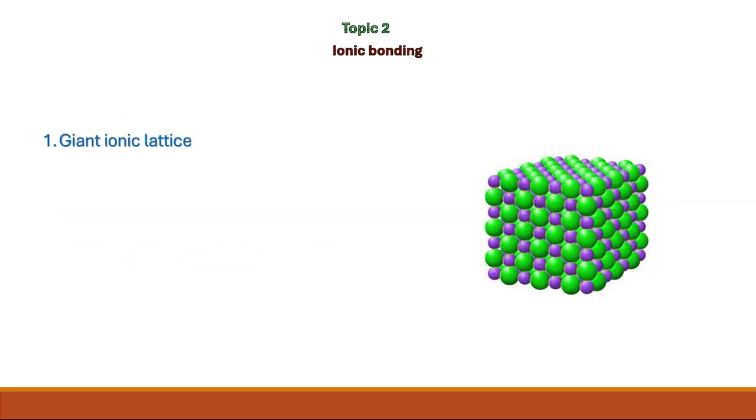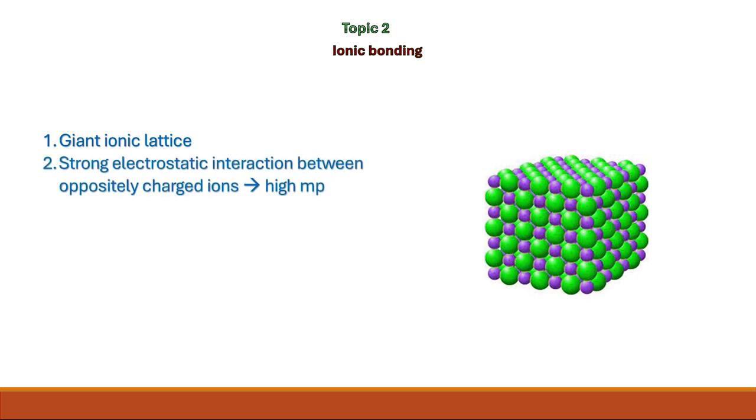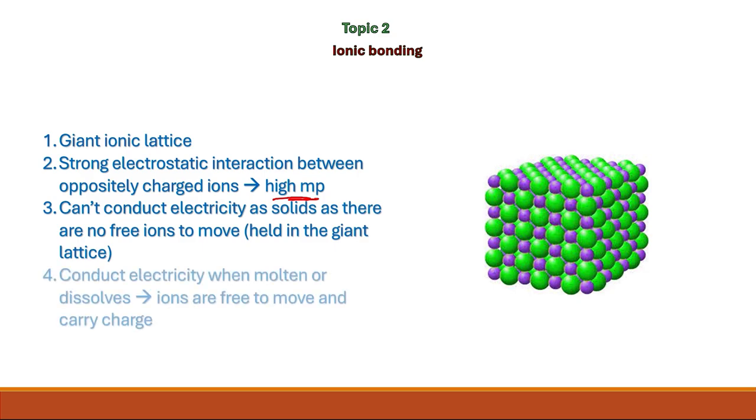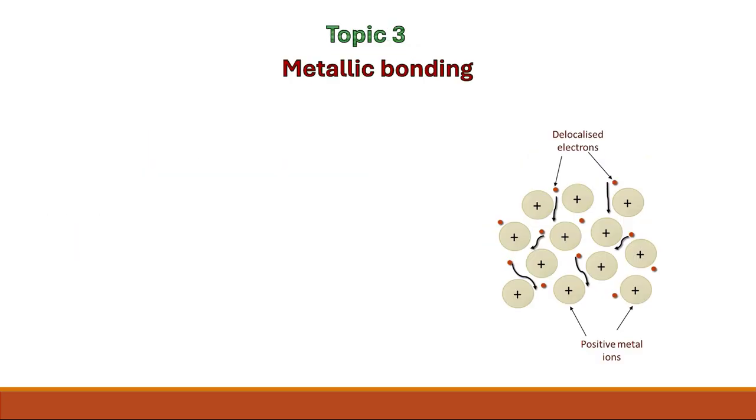Ionic bonding. Remember that ionic compounds have a giant ionic lattice and there is strong electrostatic interaction between the oppositely charged ions. This is why they have high melting points and they cannot conduct electricity as solids, as there are no free ions to move. They are held in the giant lattice, and they can conduct electricity when molten or when dissolved because ions are now free to move and carry the charge.